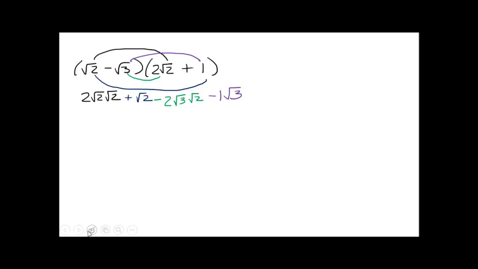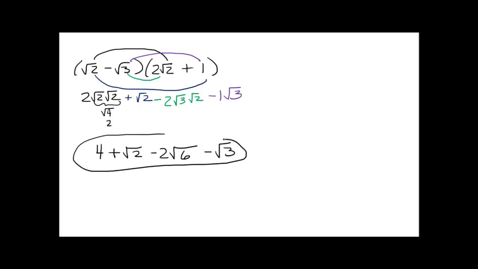And then you just simplify. 2 times root 2 times root 2: root 2 times root 2 is root 4, which is 2. So 2 times 2 is 4, plus square root of 2, and then minus 2 square roots of 3 times 2, which is 6, and then minus the square root of 3. None of these are like terms or like radicals, so you would just leave the answer like that.